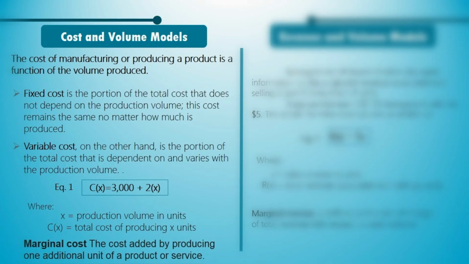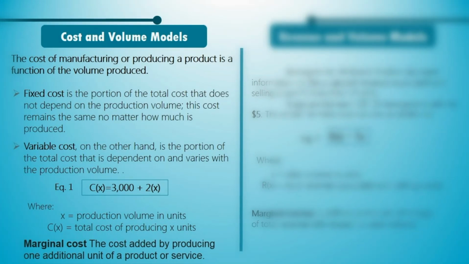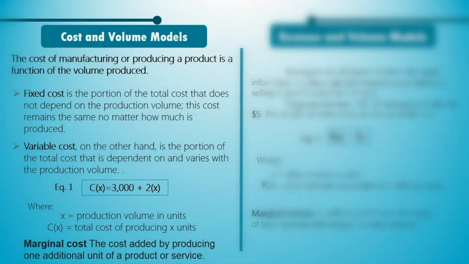We can also categorize these kinds of cost elements into two types, the fixed cost and variable cost. When you say fixed cost, it is the portion of the total cost that does not depend on the production volume. This cost remains the same no matter how much is produced. Fixed costs include the cost of being in business. They might include the rent being paid per month, contractual agreements, utilities, license fees, rent for a store or plant, and the cost of furnishings and equipment.